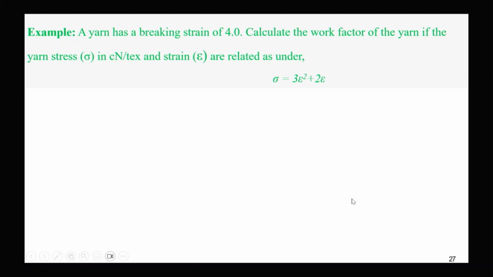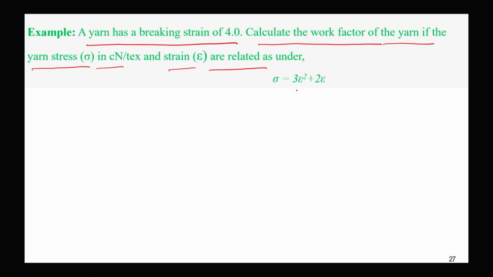Next numerical. A yarn has a breaking strain of 4, so it breaks at 4 times the strain. Calculate the work factor of the yarn if the yarn stress in centinewton per tex and strain are related as 3 epsilon square plus 2 epsilon is the stress. So the work factor is to be calculated.